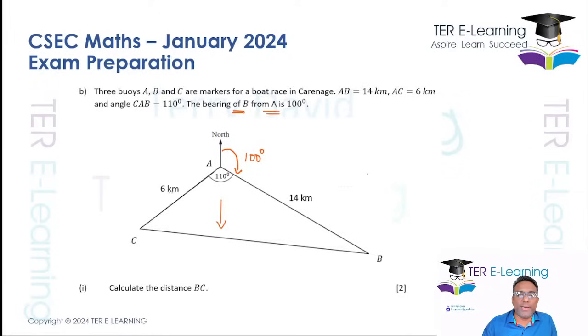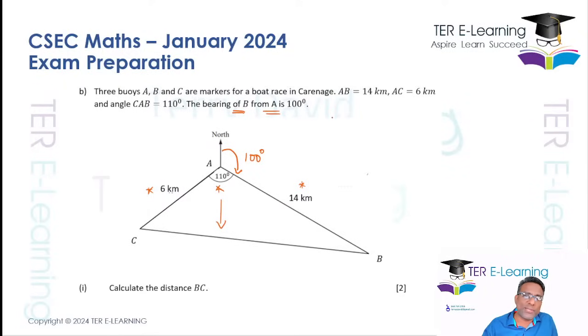Anybody know what rule we're going to use there to calculate this? Right, so one or two people are saying it here in the chat. Yeah, we're going to use the cosine rule. We normally use the cosine rule if we have an angle and we know the two sides on either side of the angle. So you're going to use the cosine rule for this first part here.